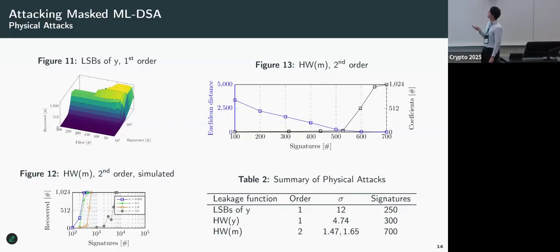And what's interesting is that for the second order attack, we only need 700 signatures to recover the secret key fully, and this is in line with our simulation here. And based on this simulation, we could expect that we will be able to recover the secret key S1 even when the noise level is much higher with only 10K signatures. So this shows that this is a noise tolerant second order attack.